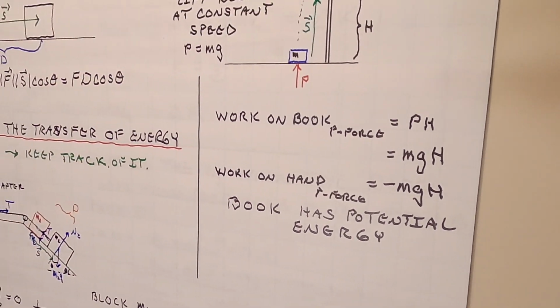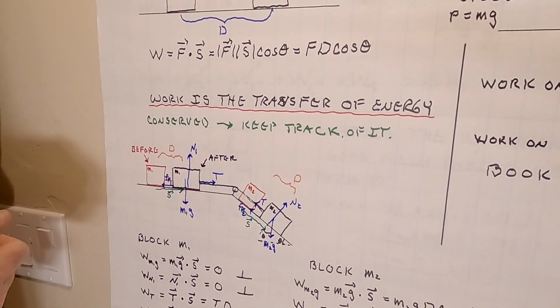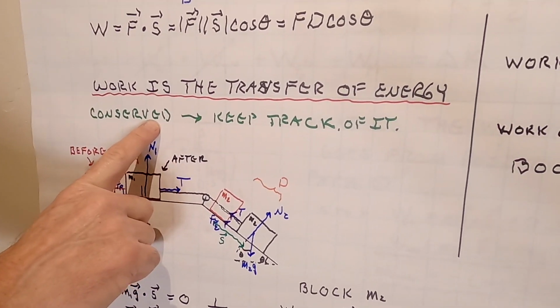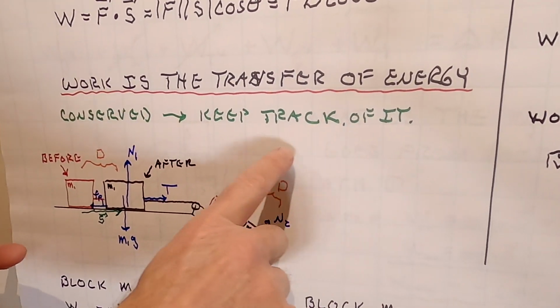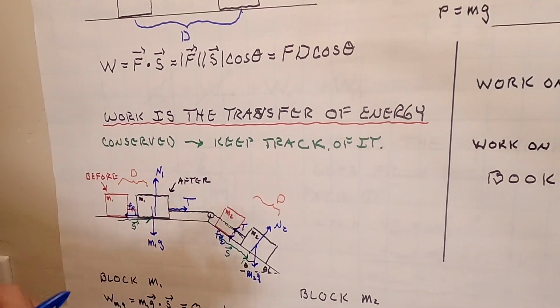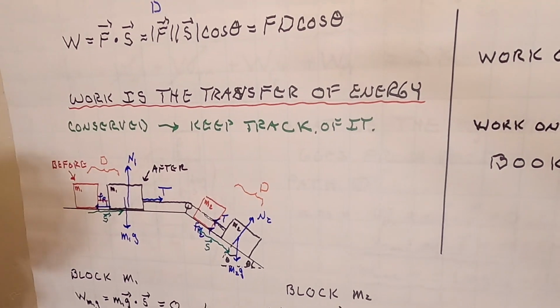So work is just the transfer of energy. And since you can never create or destroy energy, we say it's conserved. It makes problems easy because all we have to do is keep track of it. If we just keep track of all of our energy, then we know what's going on.